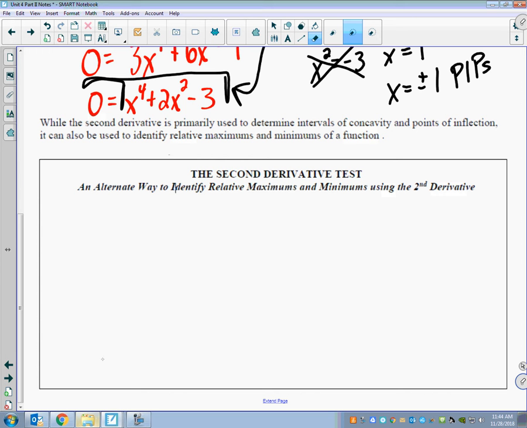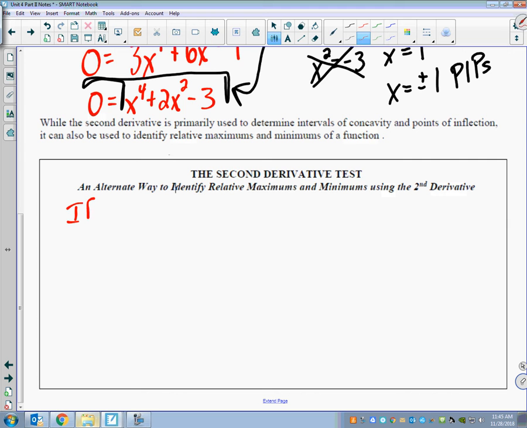But the second derivative, to me, I use the second derivative to determine concavity and points of inflection, but there is something called the second derivative test that can help you find maxes and mins using the second derivative instead of the first derivative. And I'll kind of explain it to you. Okay, so here's the thing. This is going to be a lot of writing.